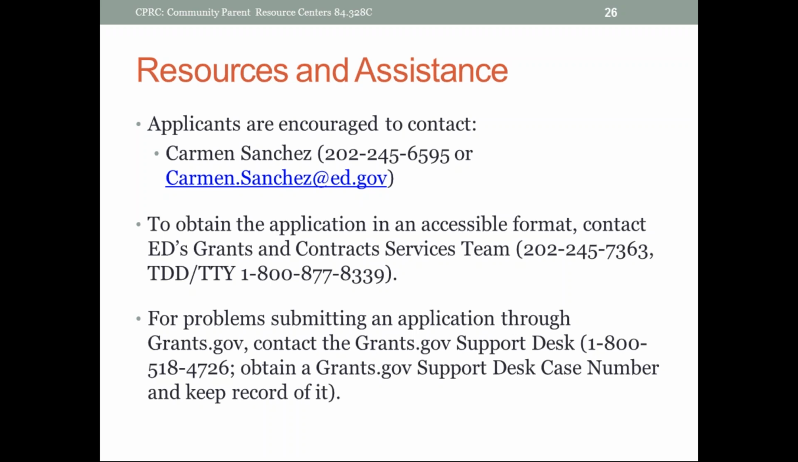And for problems submitting an application through grants.gov, please don't call me. I can't help you. You need to contact the grants.gov support desk, and you need to get a support desk case number and keep a record of it, okay?